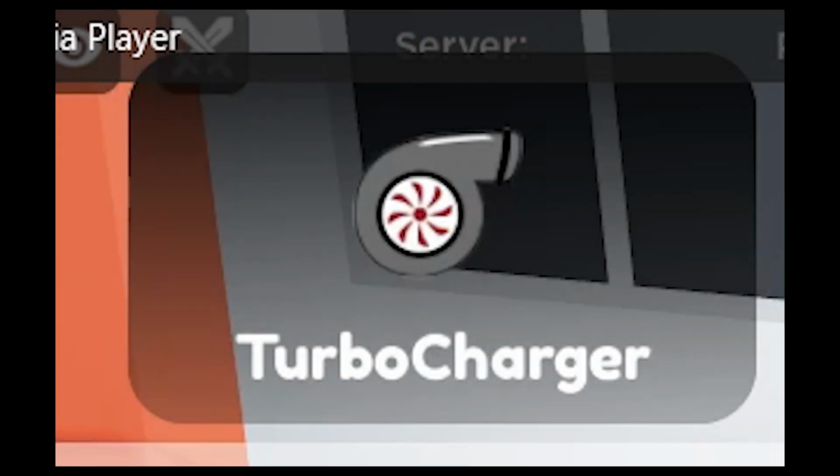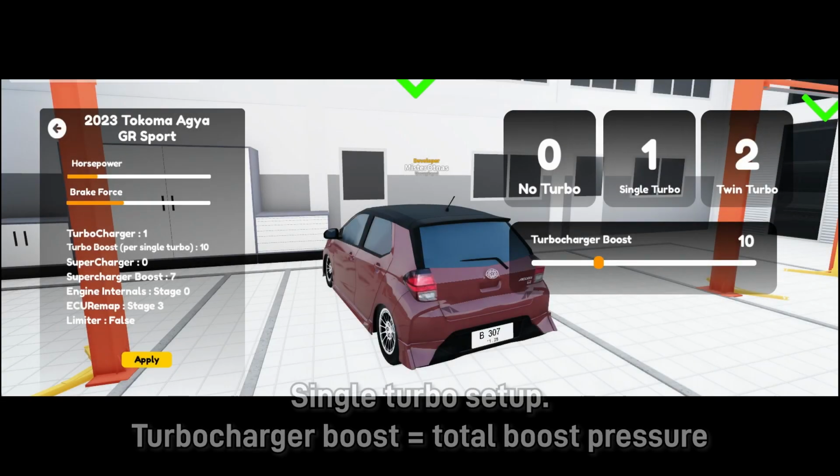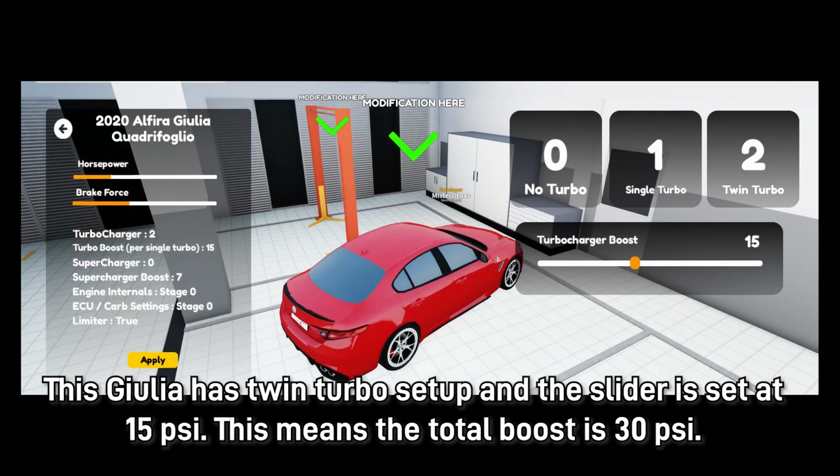Turbocharging has two options, single or twin turbo. The turbocharger slider represents the boost pressure of each one turbo. So if you opt in twin turbo, you have to multiply by 2 to know how much boost you put on the engine in total. For example, if you put 10 psi single turbo on the slider, it means you have 10 psi of boost. But if you have 10 psi on the slider and you have a twin turbo setup, it means you have 20 psi of boost pressure on the engine.